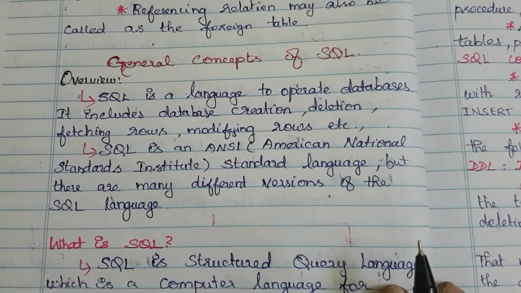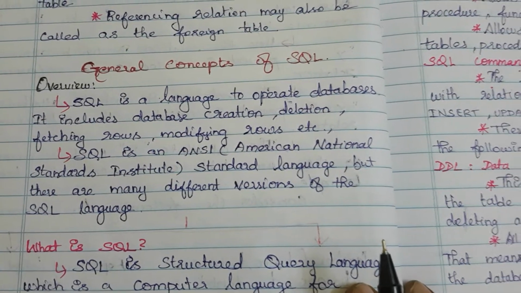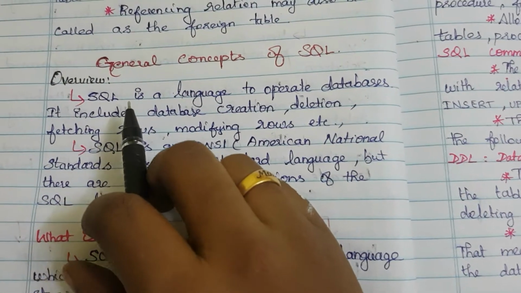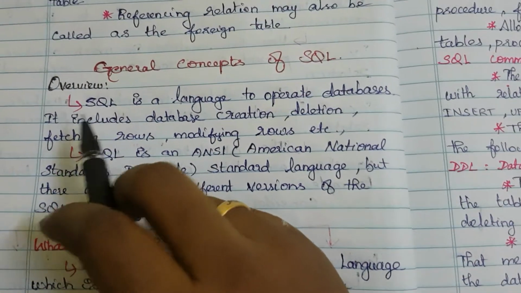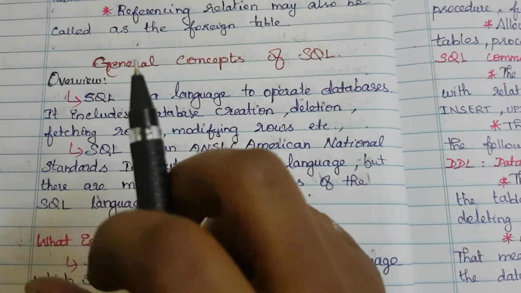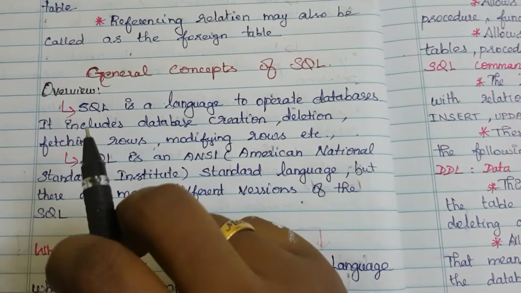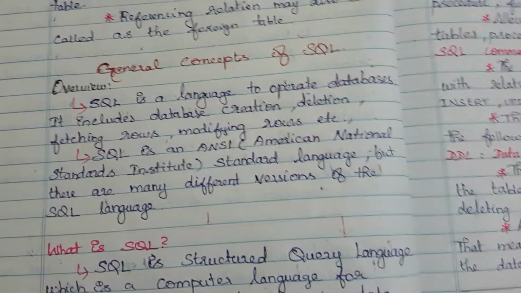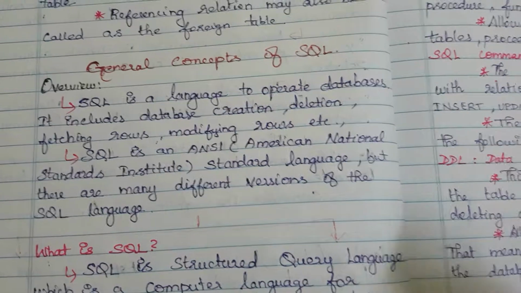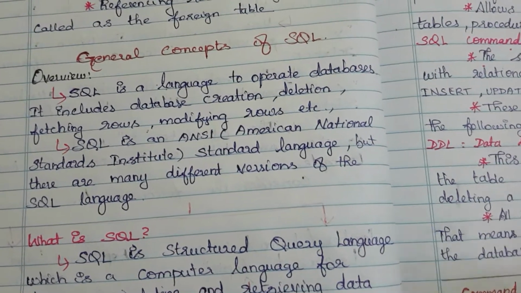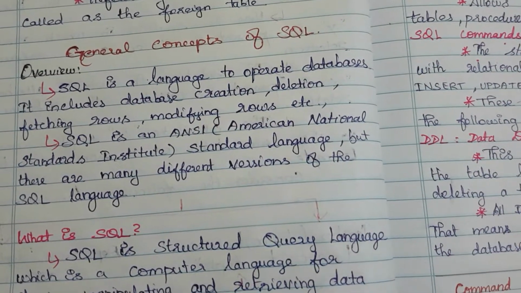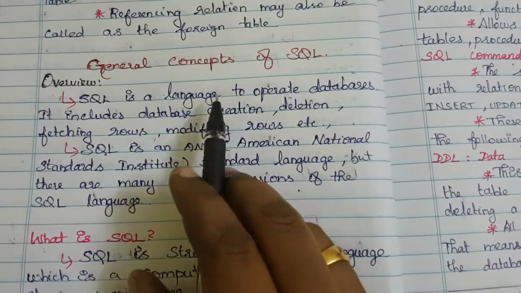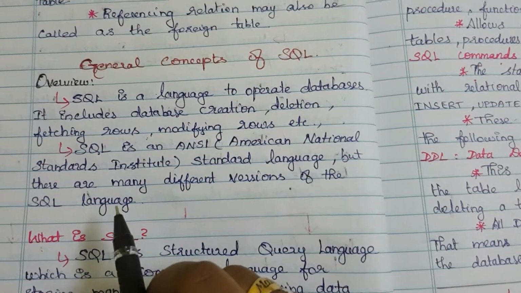First we will see the overview of the language SQL. SQL is an abbreviation for Structured Query Language. What is the abbreviation of SQL? SQL means Structured Query Language. It is a query language, it is not a programming language. We have so many programming languages like C, C++, Java. Likewise, SQL is not a programming language, it is a query language. SQL is a language to operate databases.